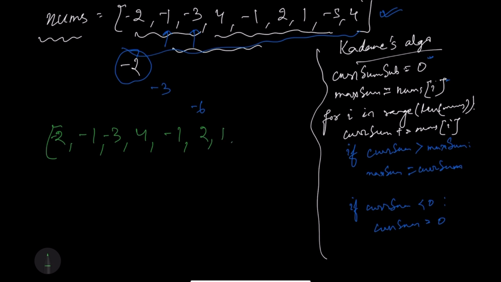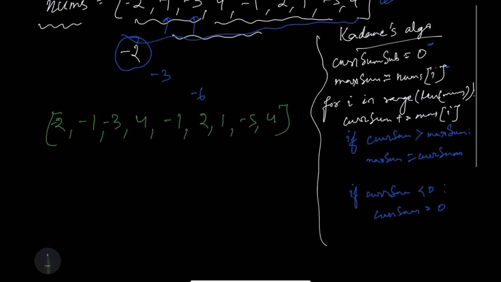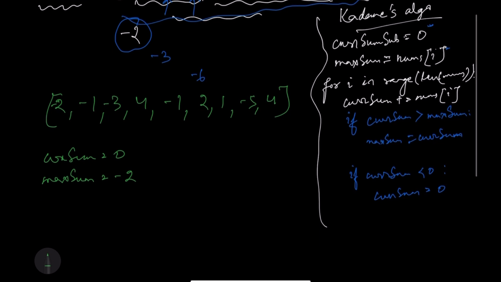So for example, in this array, let's try to execute this and see. -2, 1, -3, 4, -1, 2, 1, -5 and 4. So now our current sum is 0, our max sum is -2. When I iterate through the array, my current sum would now be -2. Now I would see if my current sum is greater than my max sum. It is not greater than my max sum, so I'll come out of this if.